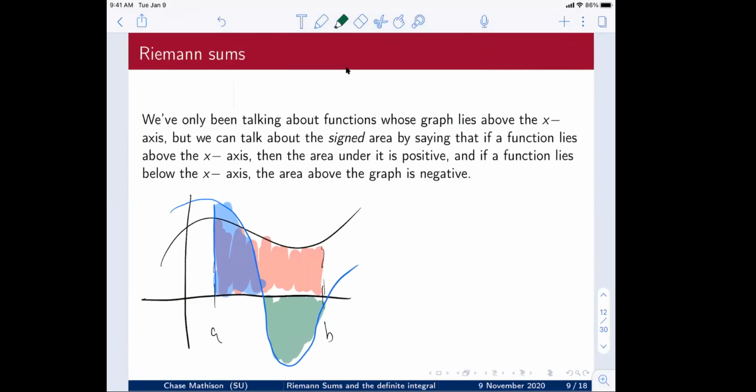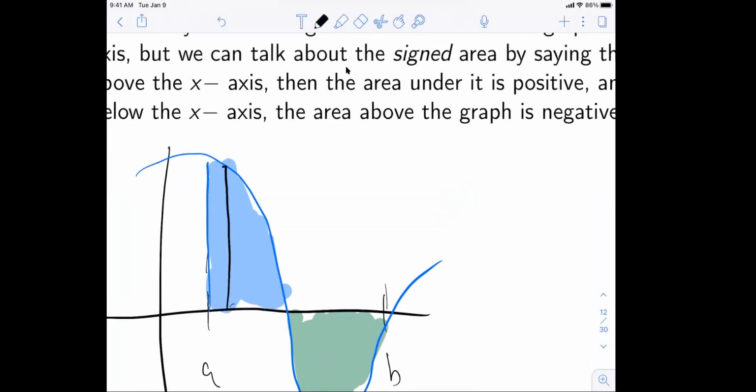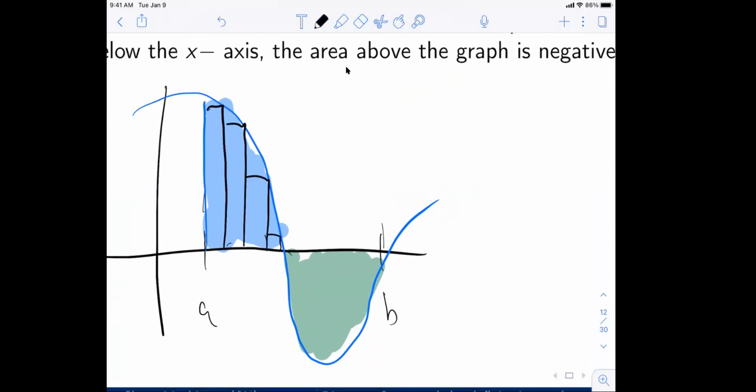In trying to find the area of this function, the signed area of this function, we wouldn't do anything different. Nothing that we have done so far would change. We would just draw in a bunch of rectangles, right? Here's a bunch of rectangles. And then down here, we just have rectangles that come down to the curve instead of going up to the curve.